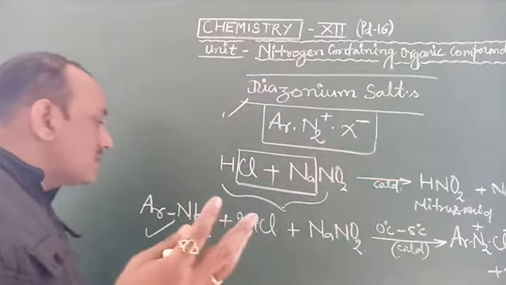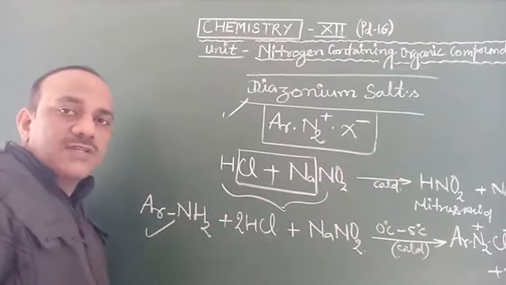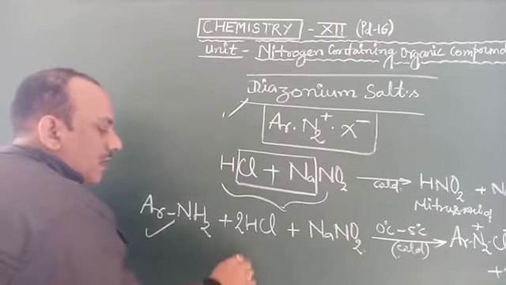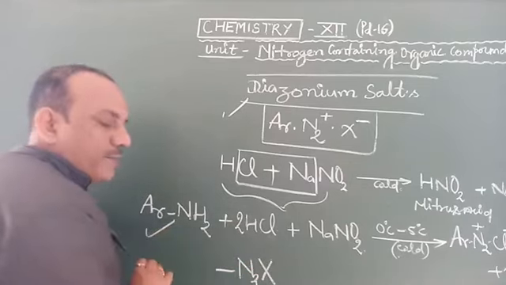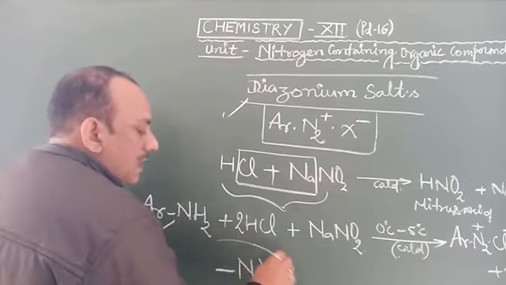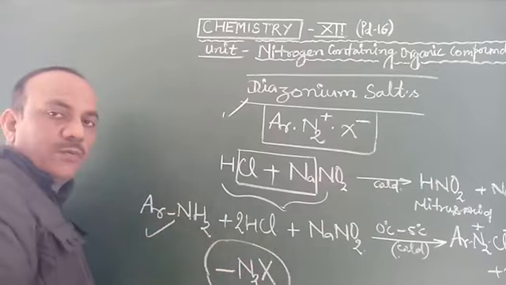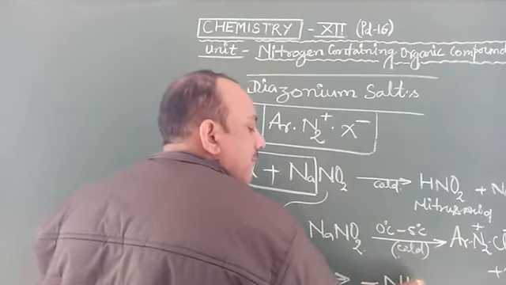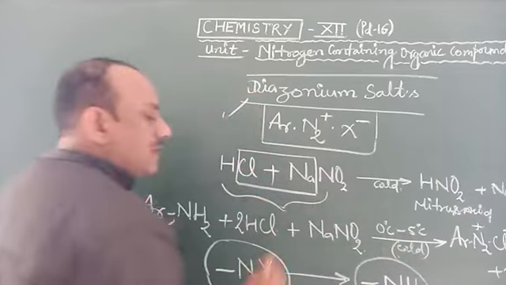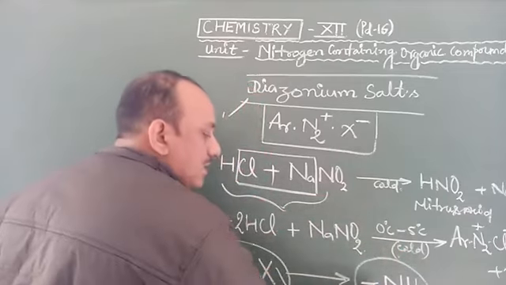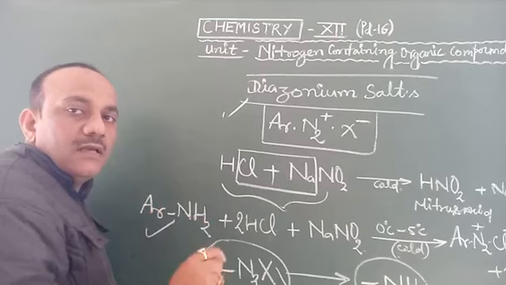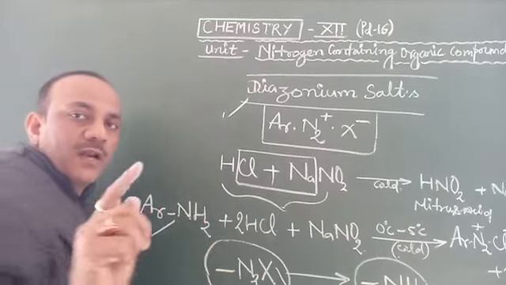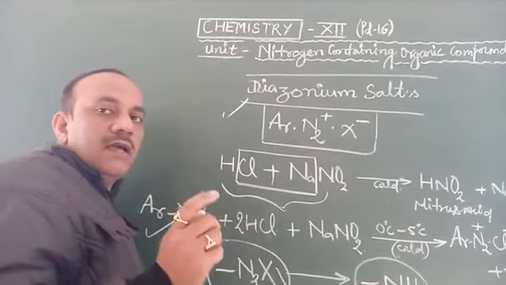So students, what is the mechanism concept of this reaction? We say that the N2X group, also called the diazonium group, replaces the NH2 amine group. Then this phenomenon is known as diazonium chloride formation, and the reaction is known as diazotization.